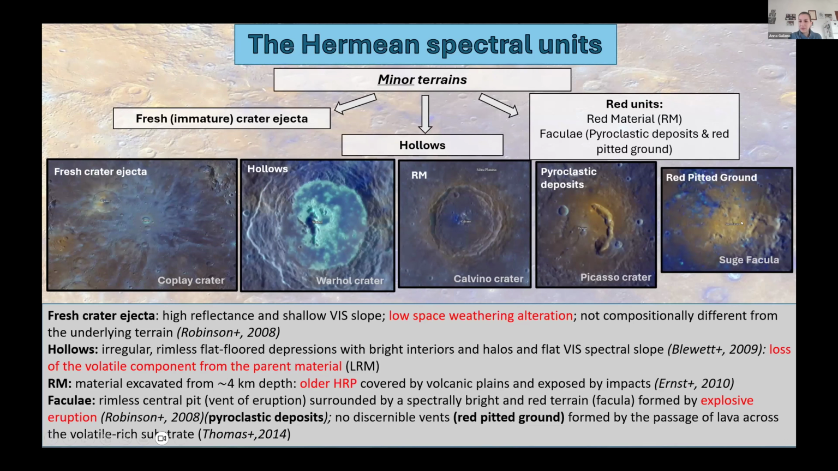The red pitted ground is characterized by no discernible vents, or sometimes is made of multiple pits, and is characterized by spectrally bright and red terrains. So I will focus on these units, the hollows and faculae, and concerning the faculae, I will mainly talk about pyroclastic deposits.